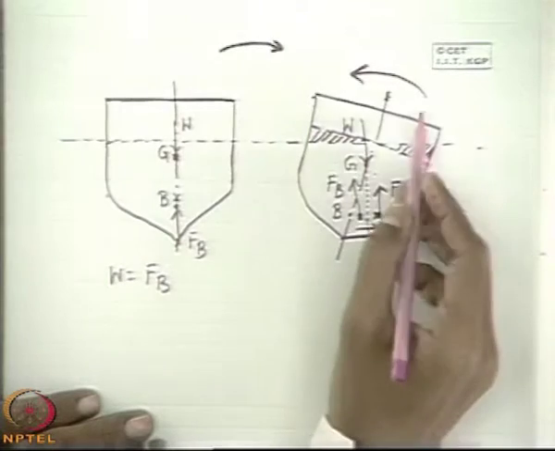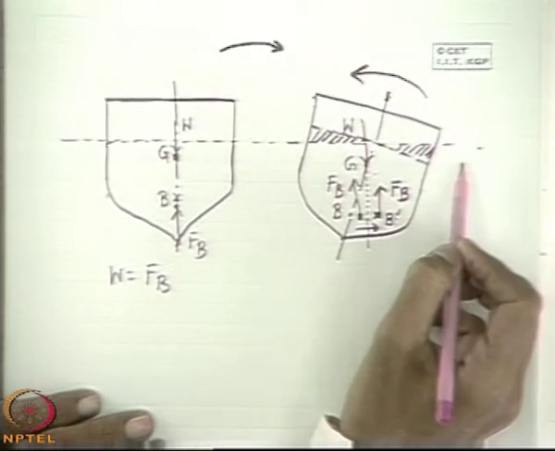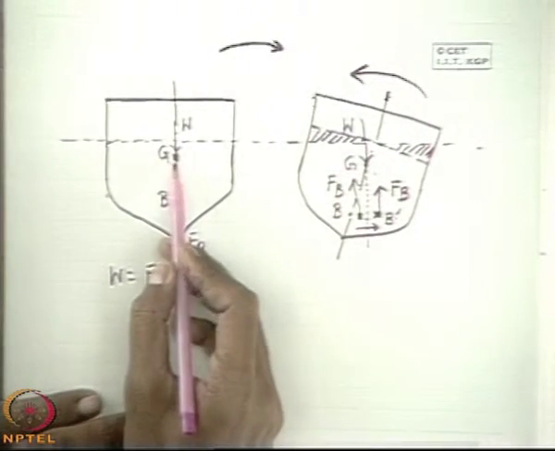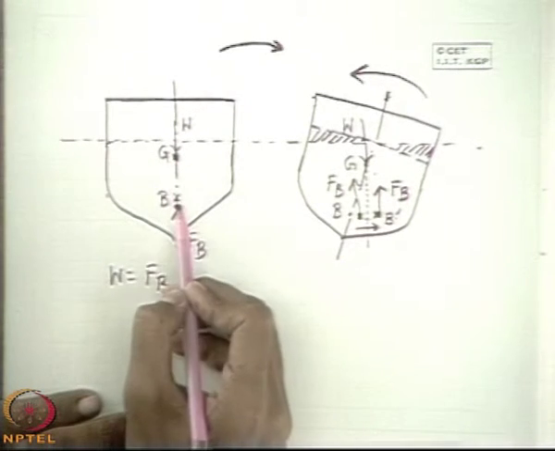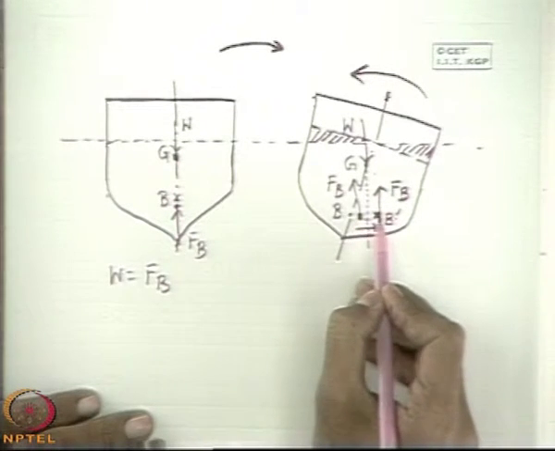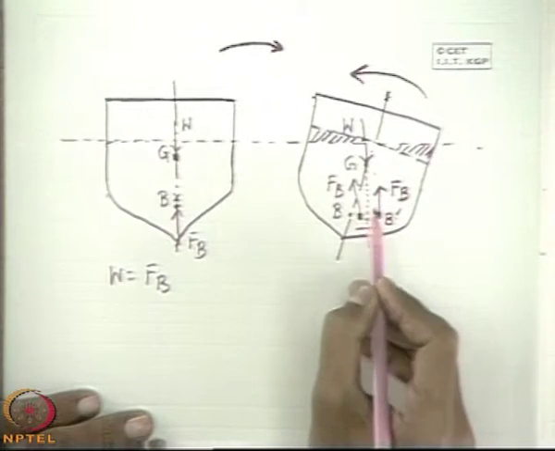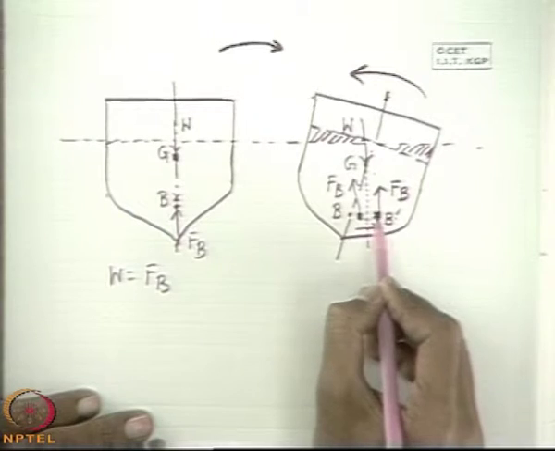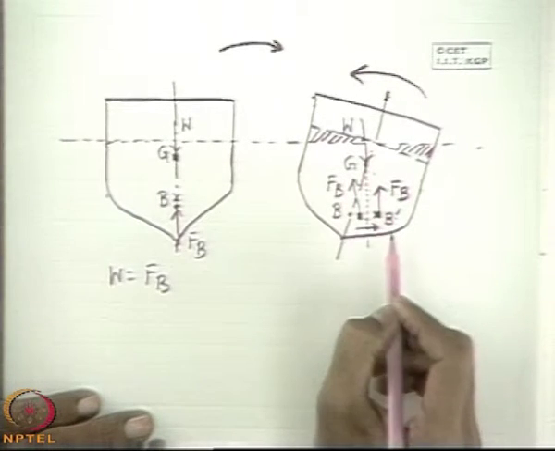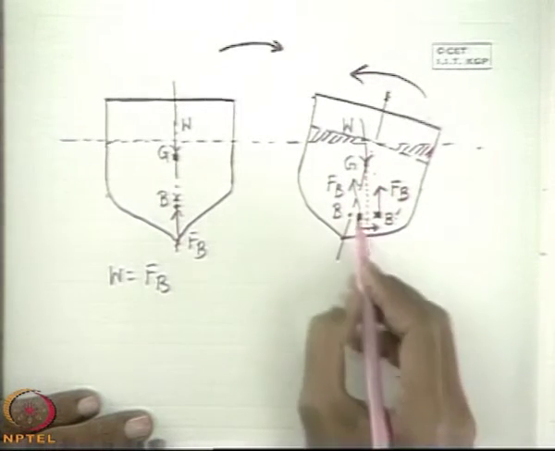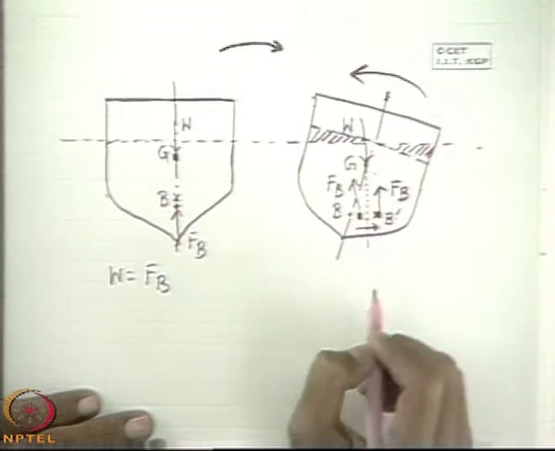That means whether there will be a restoring moment or an overturning moment is not conclusively decided by the position of G above B, but by the shifting of B with respect to G. If the shifting of B takes place such that it crosses this vertical line in that direction, then it creates a restoring moment. Otherwise it creates an overturning moment. So this is the condition.